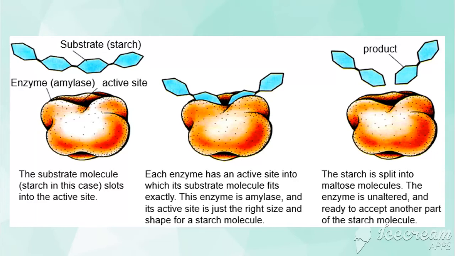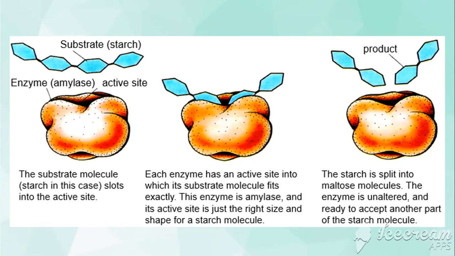Here, they form the enzyme substrate complex. At the end, the starch is split into maltose molecules, which are the products. The enzyme amylase is unaltered by the reaction, and it is ready to catalyze another reaction. Each enzyme can only act on a particular kind of substrate. In this case, amylase cannot break down protein molecules because they do not fit into the active site on amylase.